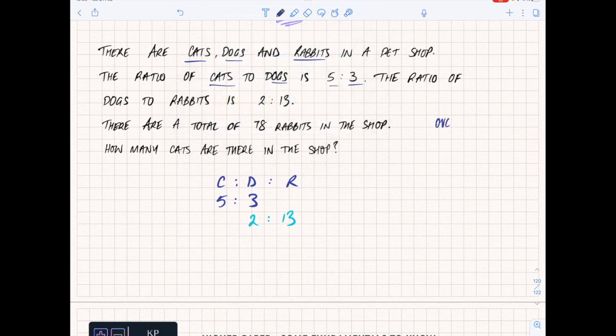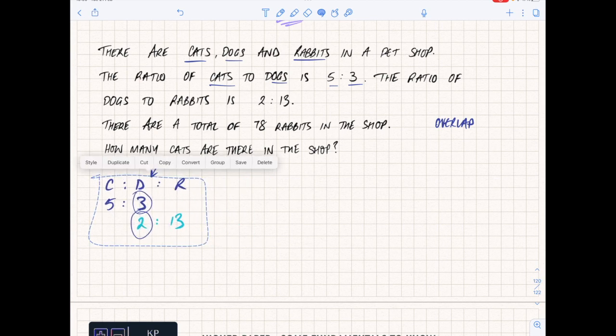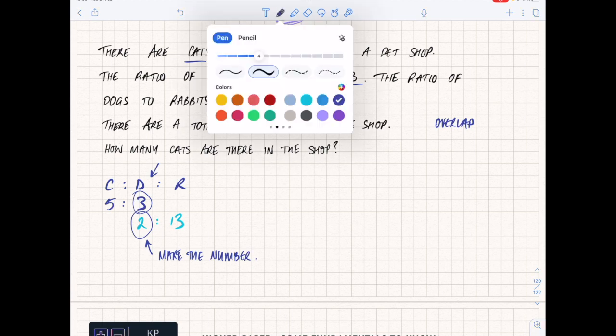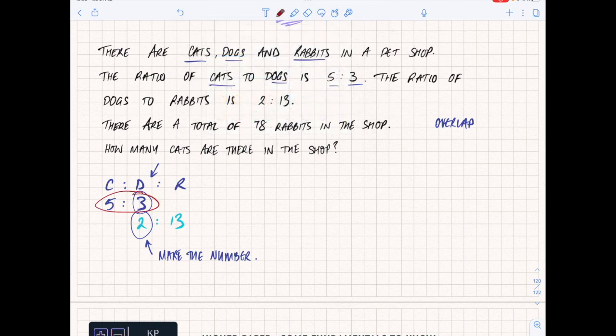The reason I say ratio with an overlap is because we have this overlap section here where dogs show up in this ratio, but also in this ratio. Now, there are 2 ways you can answer this question. If you have ratio with an overlap, the first way is that you need to make the overlap the same number. So with 3 and 2, I need to make them both the same number. It's a bit like fractions. If I times that by 2 and that one by 3, they both become 6.